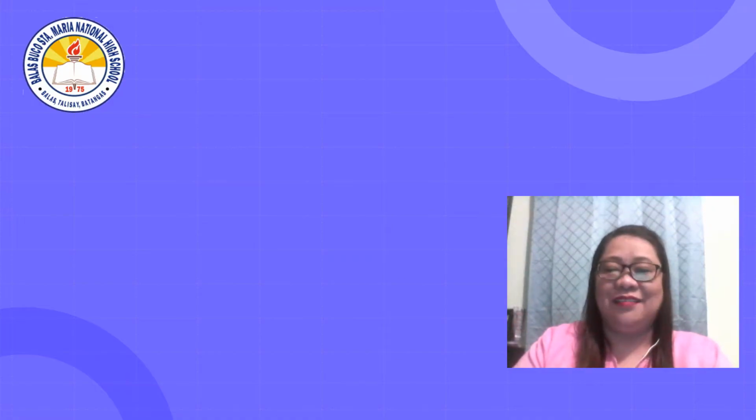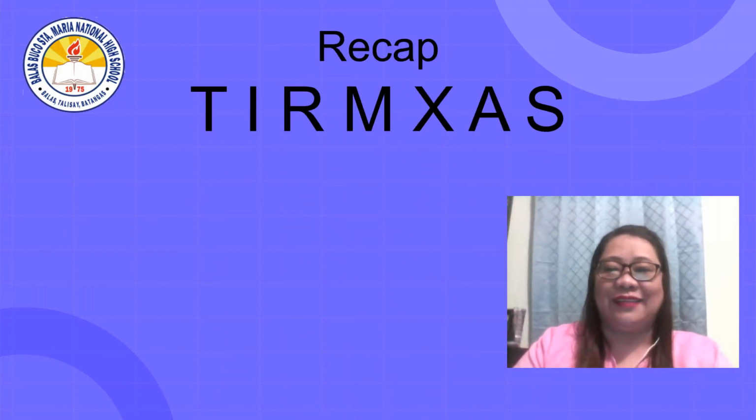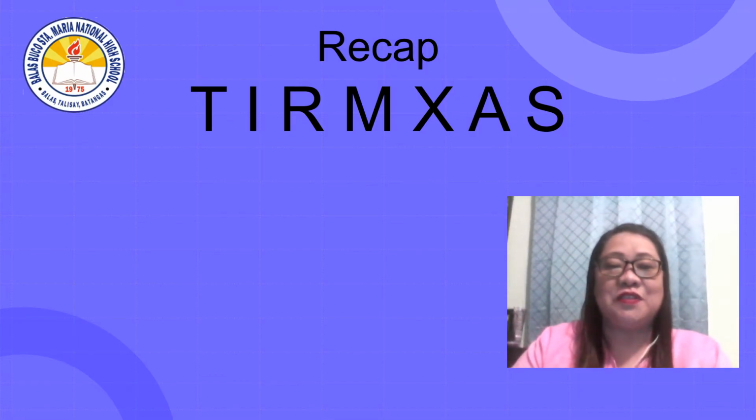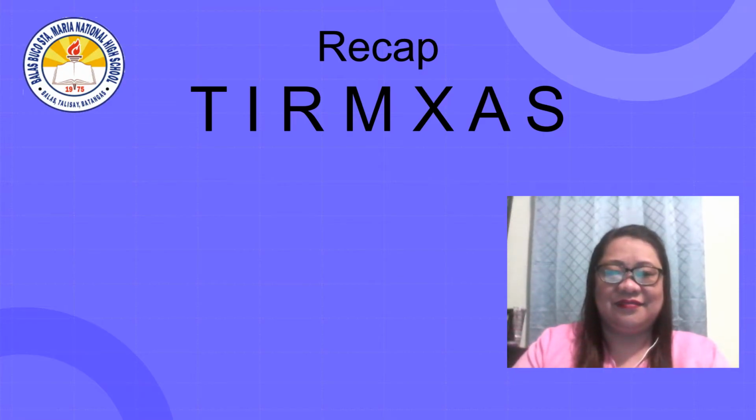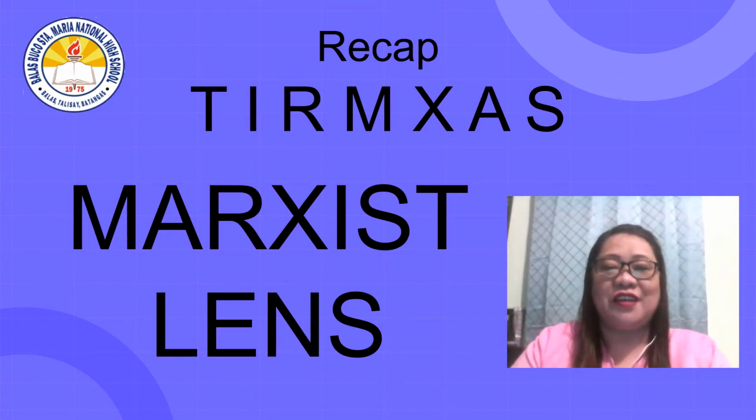Before we proceed to this week's episode, let us have a recap. Arrange the jumbled letters to form a word. This word is a literary approach that deals with social issues and class struggle. Very good. Your answer is correct. This literary approach is Marxism or Marxist lens.